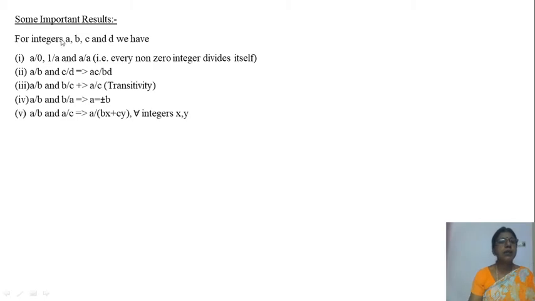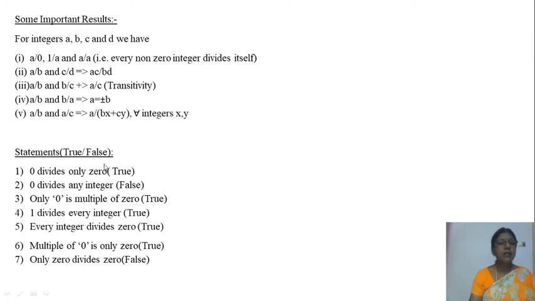See students, in the last class we saw some important results for integers a, b, c and d. We have a divides 0, 1 divides a, and a divides a. Any integer a divides 0, and 1 divides any integer a, and a divides a, and so on. Now we are going to prove these statements. Already some statements are there; we will observe this in the next class, after proving all these important results.